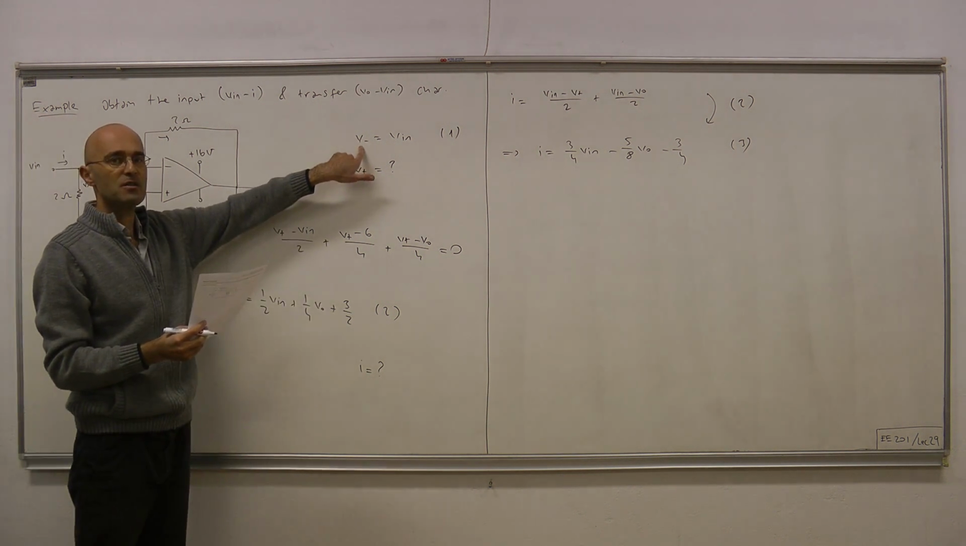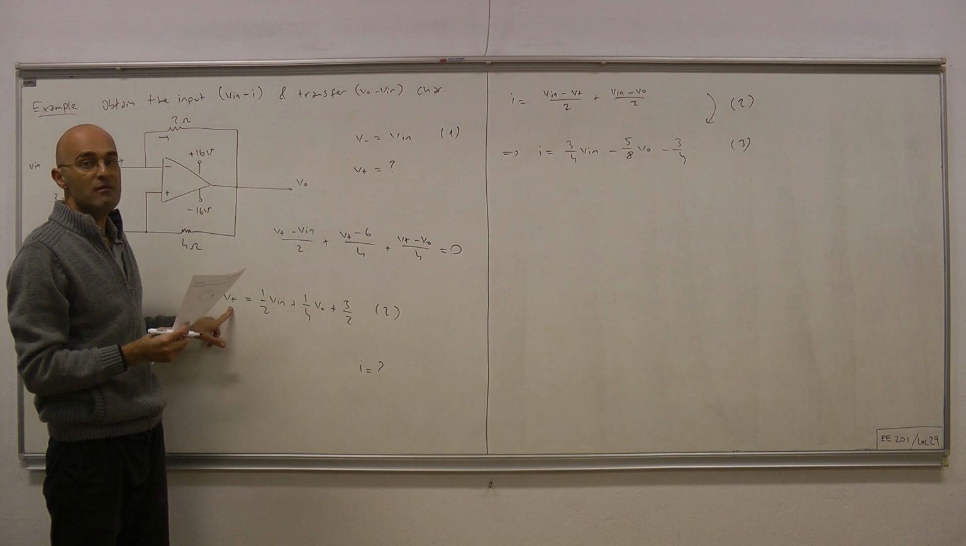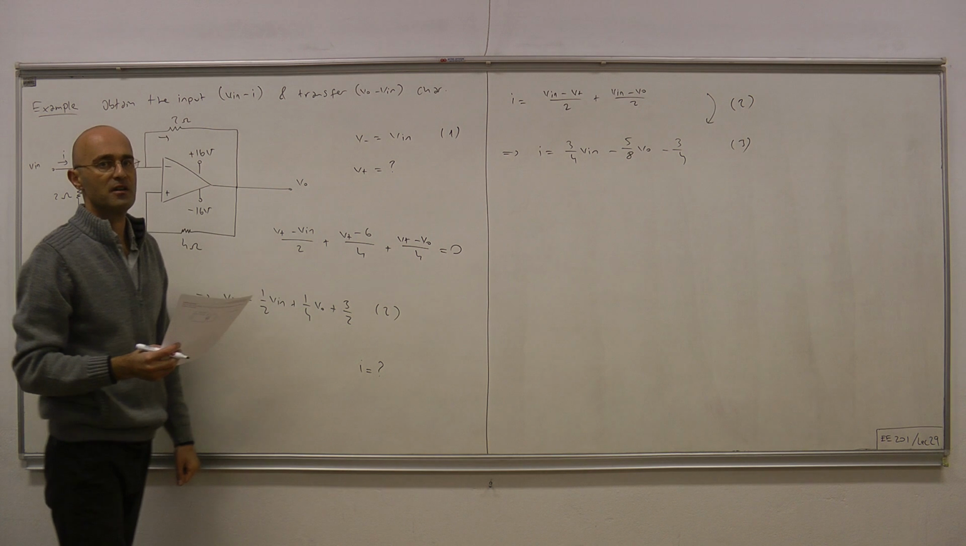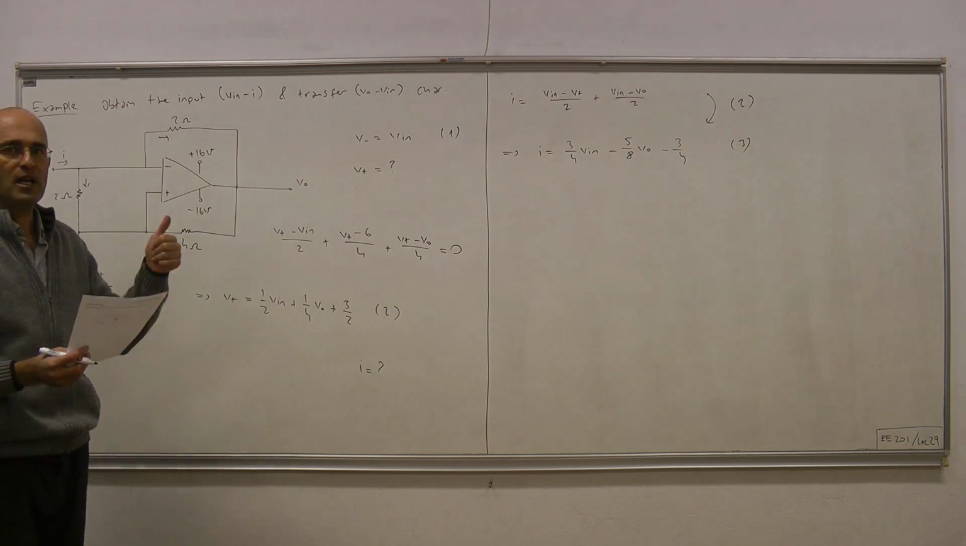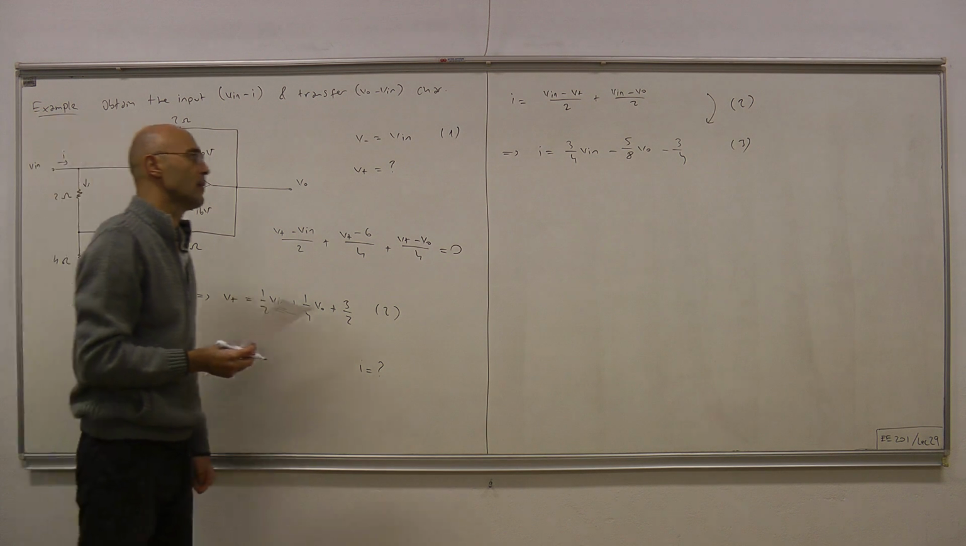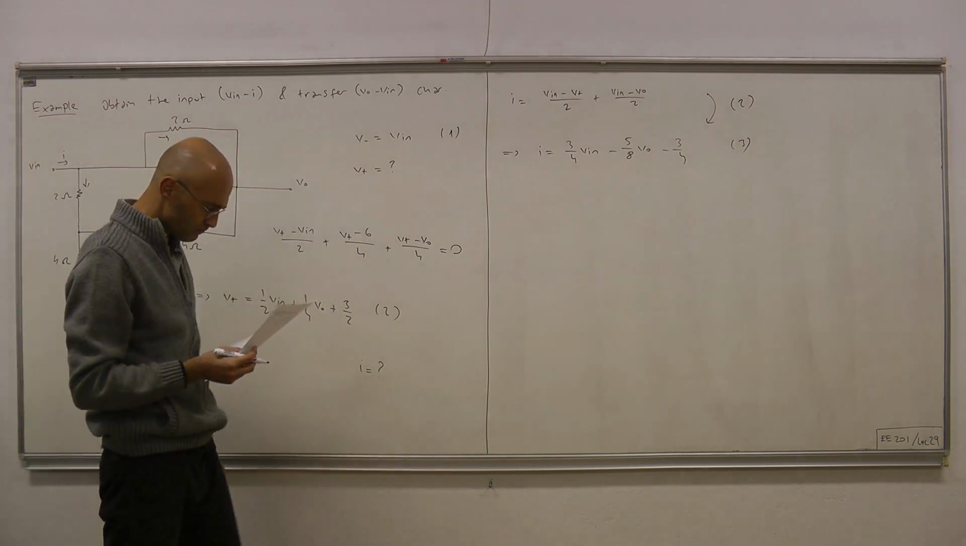Again, we have everything we need. We have the V minus expression, we have the V plus expression, and also we have the expression for the current. And all the expressions are in terms of input voltage and output voltage. So we're ready now for our region by region analysis.